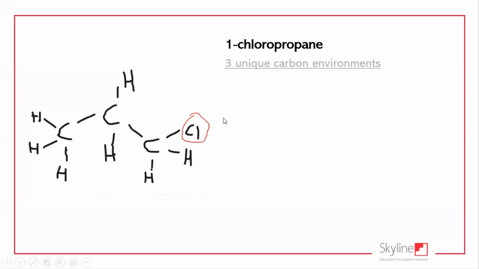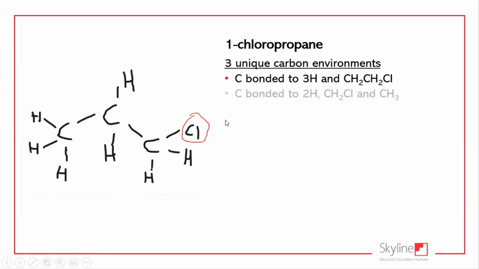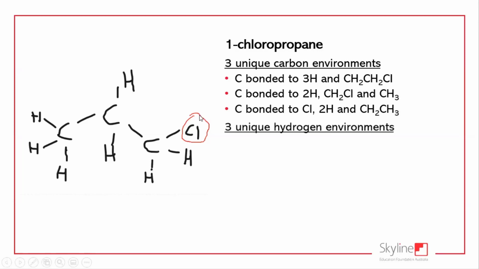Okay. What do we have? We have 3 unique carbon environments. First off, we have a carbon bonded to 3 hydrogens, CH3, then CH2, and CH2Cl. A middle carbon, you can tell it's different. And this final carbon, if there was a hydrogen here instead of a chlorine, it would be identical to that one on the left. But the issue is it's the only carbon bonded to a chlorine, therefore it's in its unique environment. There's 3 carbon environments.